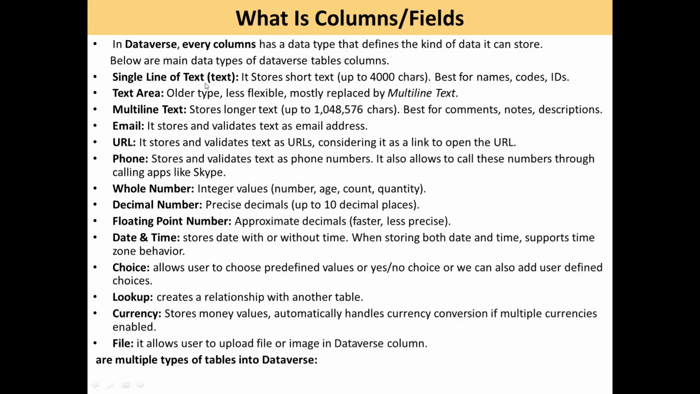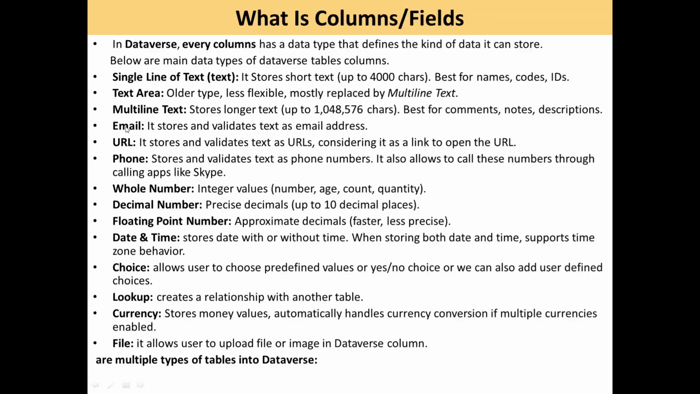First is single line of text. If you are going to store a number of characters together, you select single line of text, like first name, last name, email address, etc. Text area is an older type, less flexible, mostly replaced by multi-line text, so nowadays multi-line text is used. Multi-line text means you are going to store multiple lines, like a permanent address, local address, etc.